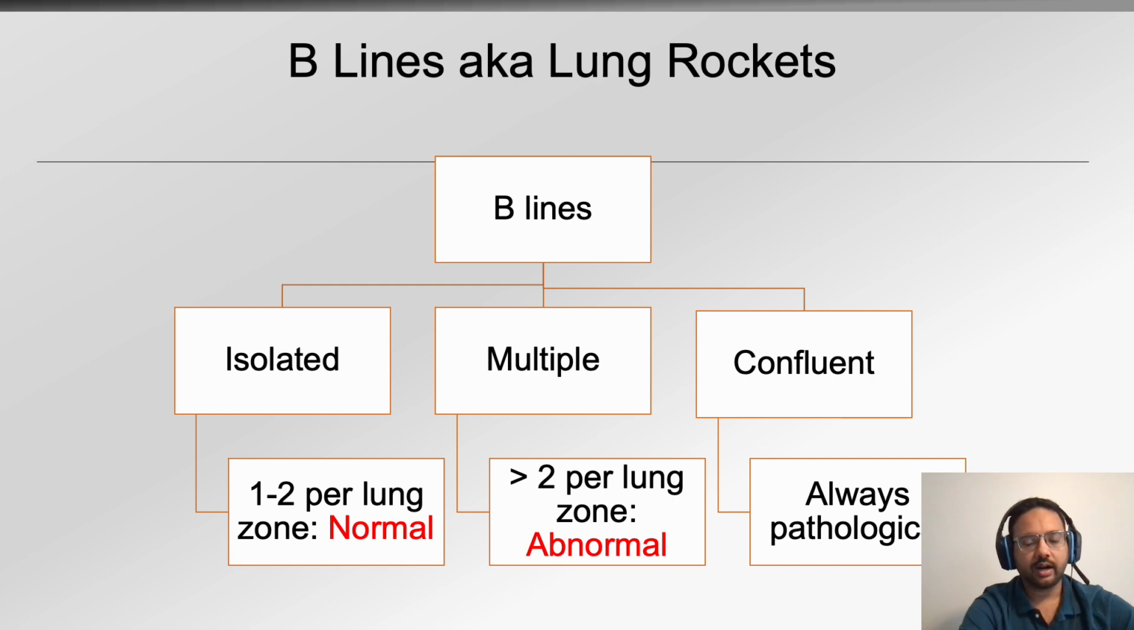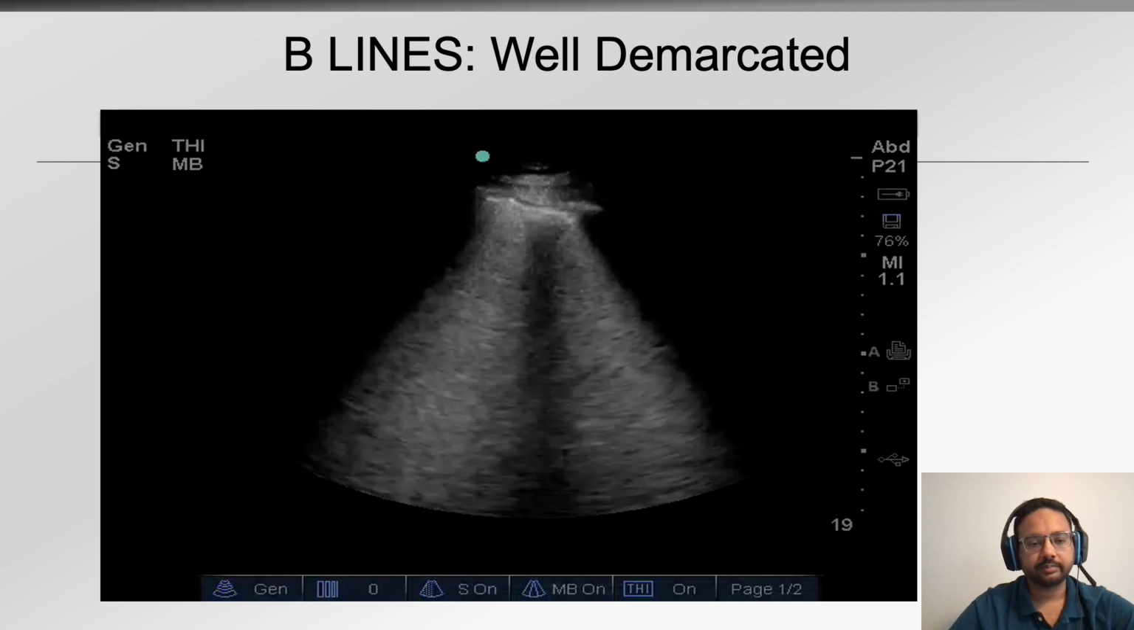And finally, there are confluent B lines, which are B lines that are so dense and clumped together that it's impossible to make them out as separate. And these are always pathological when you see them. So if you're scanning the lungs and you see an area of confluent B lines, that's an area worth exploring more. So go back and scan some more till you get better images of that particular area.